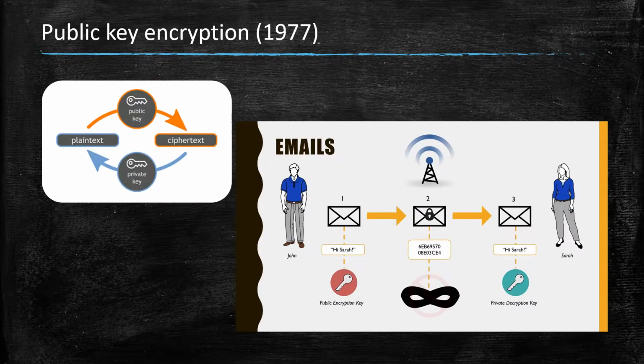Now, shortly after the first publication of the Diffie-Hellman protocol, Rivest, Shamir, and Adleman proposed an example of a public key encryption scheme. Here, the idea is that there is a public key available to everybody, and it allows the encryption of a plain text. At the same time, decryption is only accessible to those who have the private key.